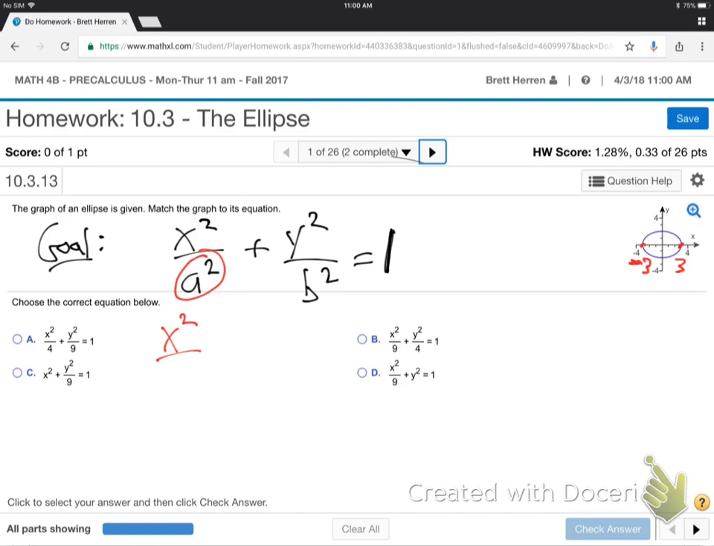What does that mean? That means this will be x squared over 3 squared. If you made it -3 squared, that would be the same thing. It's still going to be 9 either way. So I'll just say 3 squared. Everybody okay with that so far? And then whatever's underneath y, that's up, down. So how far up and how far down? Looks like it's up 2, down 2. So that's going to be 2 squared. So x squared over 9 plus y squared over 4 equals 1. So there's our first one.